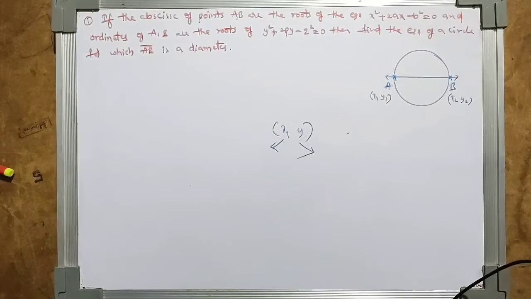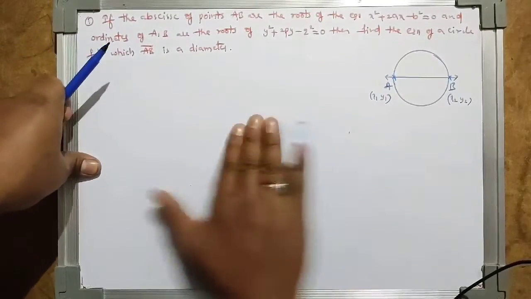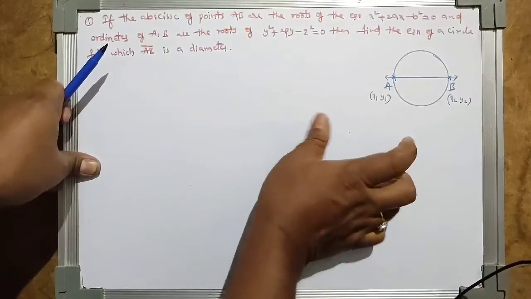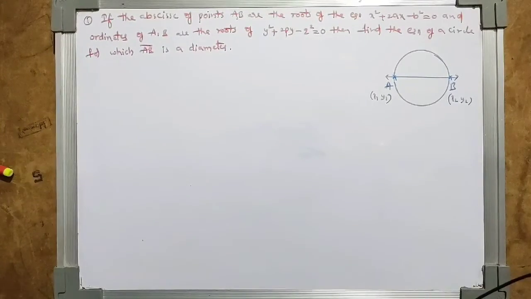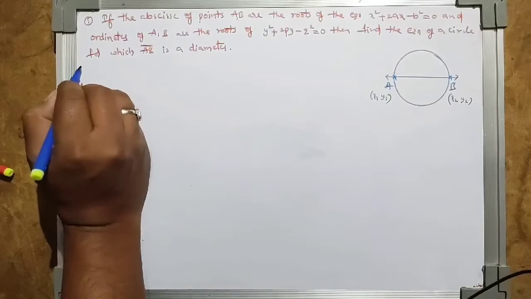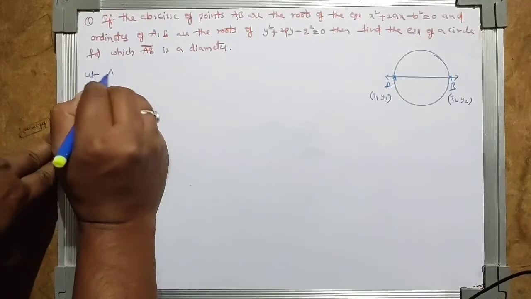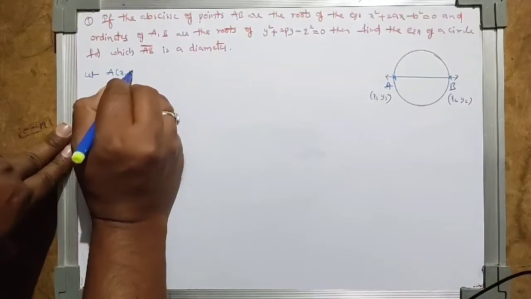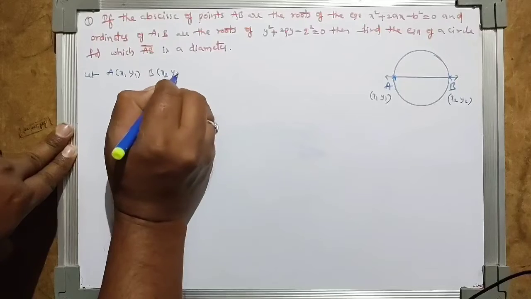So first of all, take that here. Let the two points be A and B. So let A be (x1, y1) and B be (x2, y2).